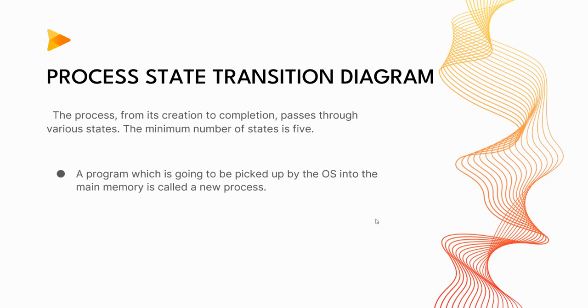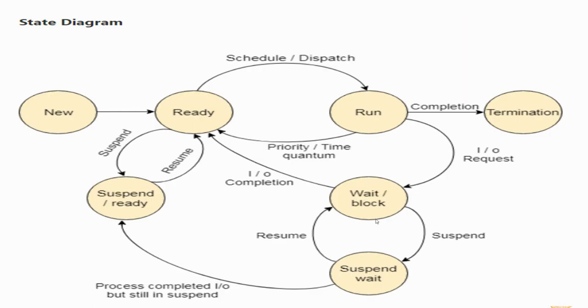Now I am going to show you the very important process state transition diagram, which is a very important question in your university examination, or a very important MCQ question if you are a student aspiring for the GATE examination. This diagram has 5 states, and we will clearly see how a process goes from the new state to the termination state, and how the process will be generated.